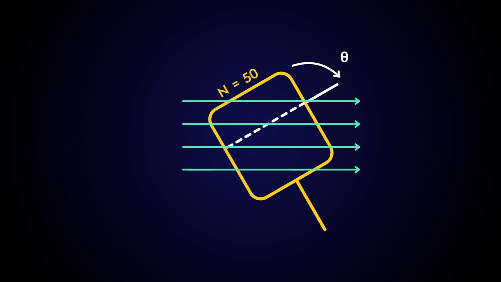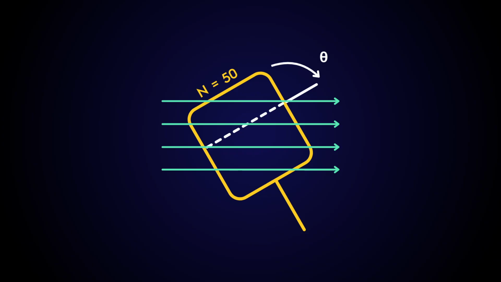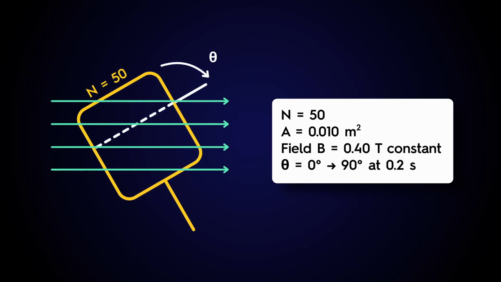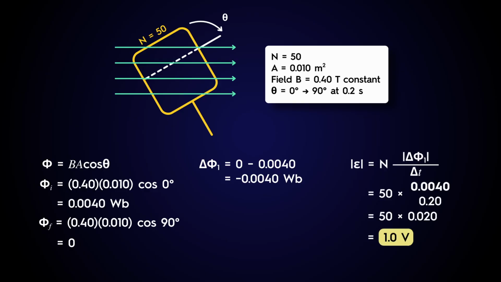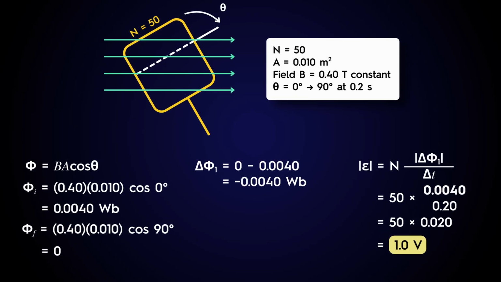This time, let's try one where only the angle changes. A 50-turn rectangular loop with area 0.010 square meters sits in a constant 0.4 Tesla field. It rotates from 0 degrees to 90 degrees in 0.2 seconds. Flux goes from maximum to 0. The change in flux per turn is area times field. Divide by the time and multiply by the turns to get an EMF of about 1.0 volts. Direction still follows Lenz's law.